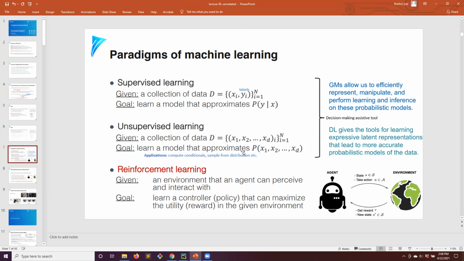And that can be used for various things, such as computing conditional sampling from distributions, things like that, which could be important for various downstream tasks. And both of these kinds of learning are actually decision-making assistive tools. And then we have reinforcement learning, which we will talk about today.